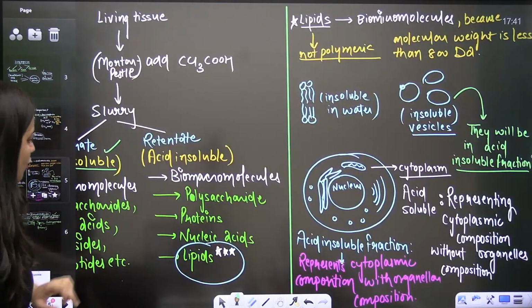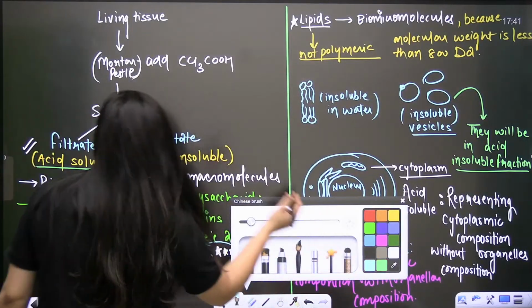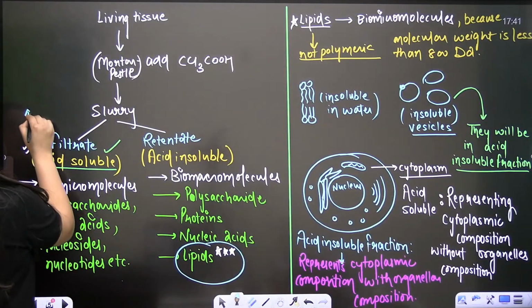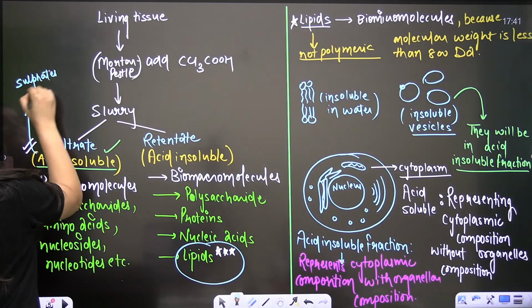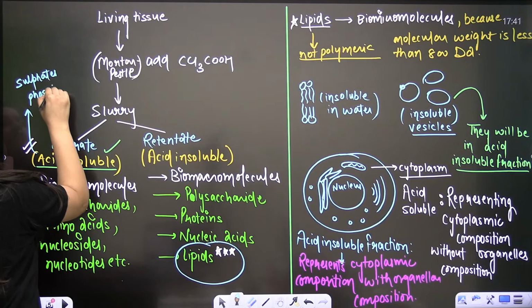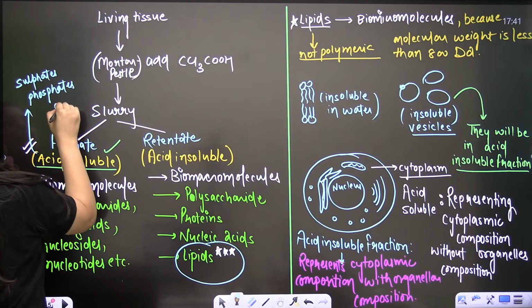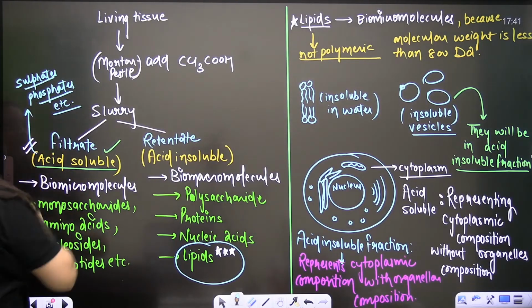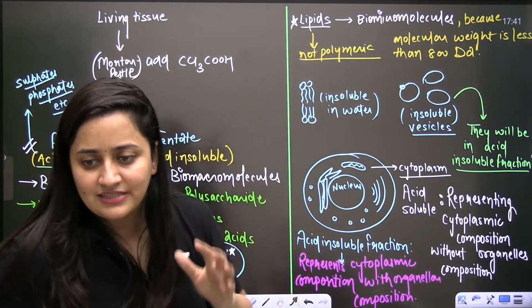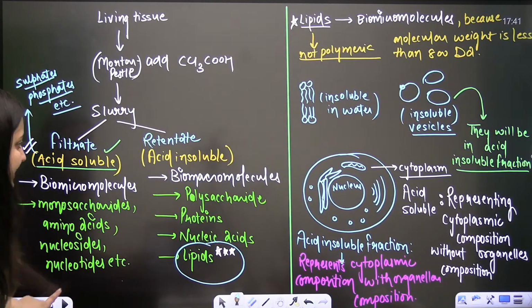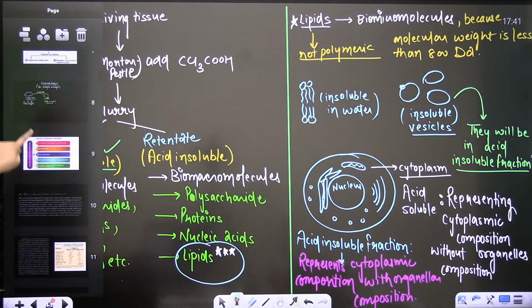Add one more point here. In this acid soluble fraction, you are going to find sulfates, phosphates, etc. This is given in NCERT. So this is what you are going to get in the acid soluble fraction. I hope it is clear to you all, right?